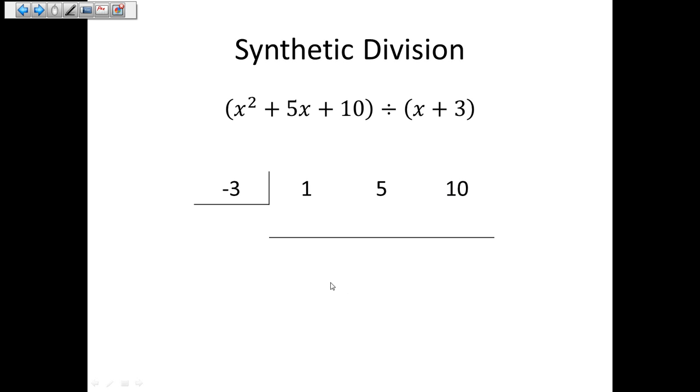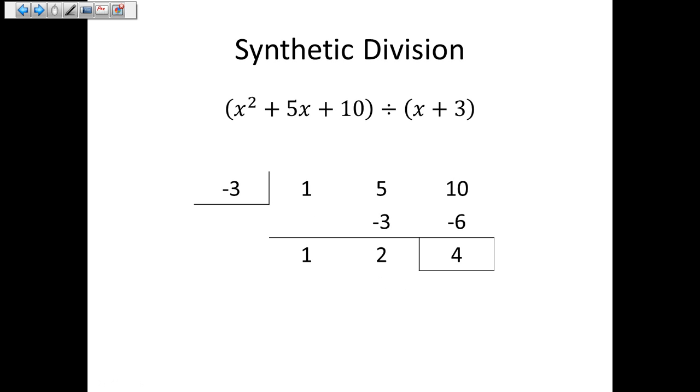Here's the process. First, whatever this first number is right here, it drops straight down. If this was a 2, I drop it straight down. If it was a negative 4, I drop it straight down. Now I multiply the negative 3, the number in the corner block, times this number, and it goes here. So negative 3 times 1 is negative 3. Add 5 plus negative 3 is 2. Multiply again and add.